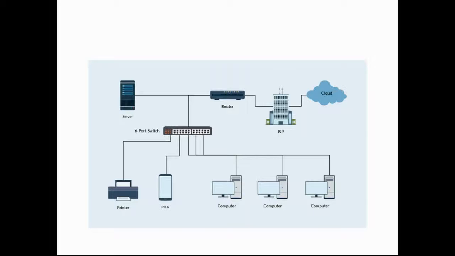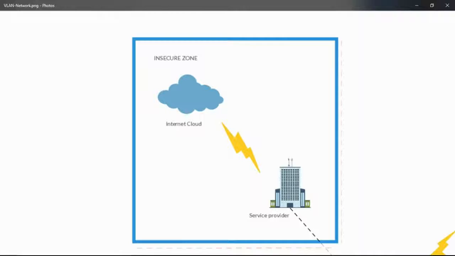Outside of the modem router combo there is the ISP. So that's whoever the internet service provider is, kind of self-explanatory. And beyond them is the cloud, the internet, and everything else in the world.